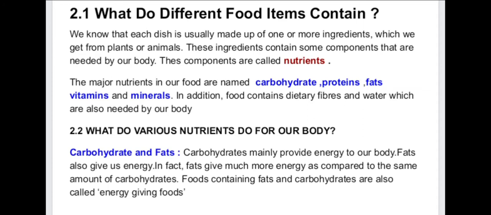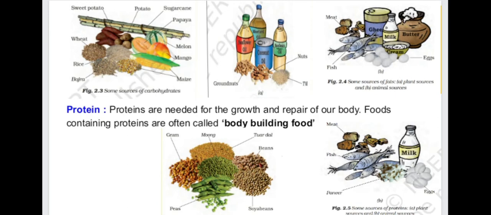So the question is, do all foods contain all these nutrients, and what do these various nutrients do for our body? To find out, let's read all the nutrients one by one. So first is carbohydrate and another is fat. Carbohydrates mainly provide energy to our body. Fats also give us energy. In fact, fat gives much more energy as compared to the same amount of carbohydrate. Food containing fat and carbohydrate are called energy giving food. The sources for carbohydrate are sweet potato, sugar cane, papaya, mango, maize, wheat, rice, bajra, etc. And the plant sources for fat are groundnut, til, nuts. And the animal sources for fat are meat, fish, eggs, etc.